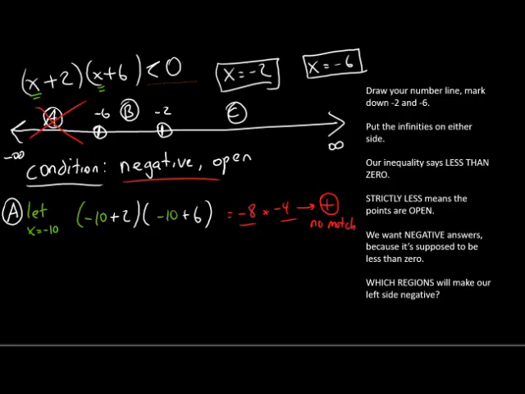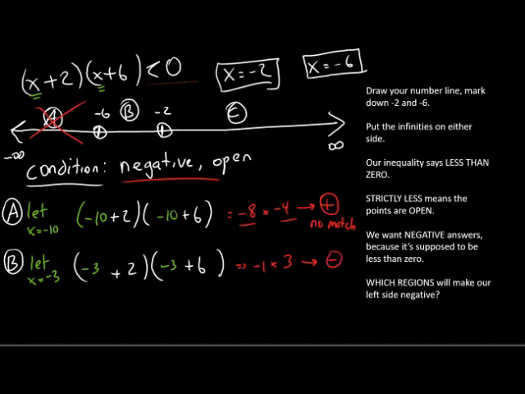We'll do the same thing for region B and pick an x that's in between -6 and -2. I will choose x equals -3. We will place -3 in for all of the x's. -3 plus 2 will give us -1. -3 plus 6 will give us +3. Therefore, we have a single negative times a positive, and a negative times a positive returns a negative. That does match the condition, though, because our condition was to be negative. This means region B is a match for the condition, and it will be part of the answer. We'll shade it green to show that.